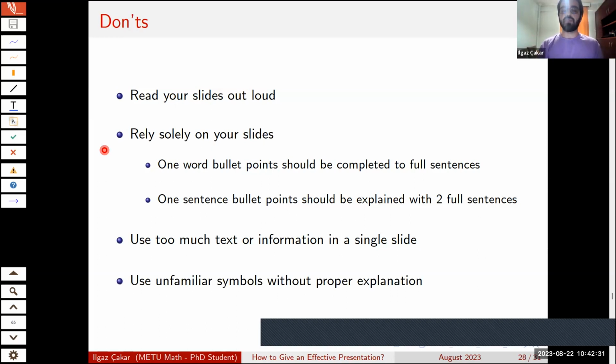Try not to use unfamiliar symbols. I mean, we all are familiar with alpha, beta, gamma, etc. But you might know that there are some strange letters like zeta, eta, psi, etc. I don't really know which one is which one. If you are going to use such unusual characters in your slides, try to give a proper explanation beforehand and do not expect us to know them beforehand, okay?